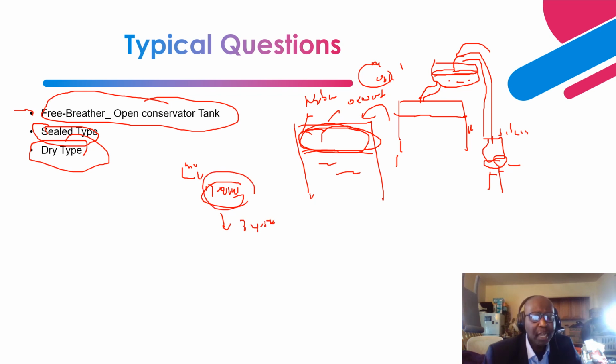So dry type transformers are basically where the winding is encapsulated in an epoxy. What the epoxy does is it provides the insulation strength, and at the same time it removes the heat from the winding and also protects the winding from the elements. So that's a typical example of the different types of transformers, the configurations that we have out there.